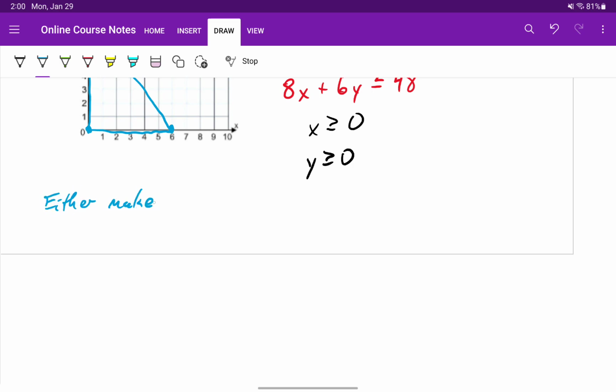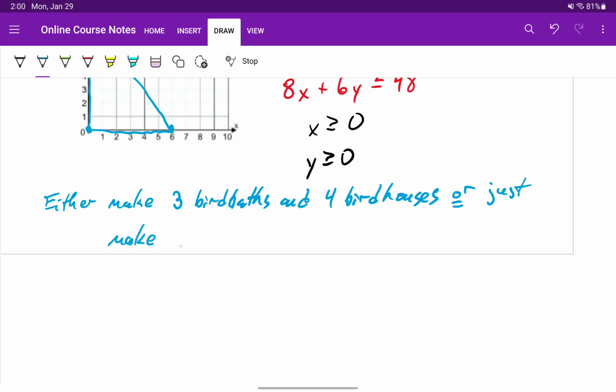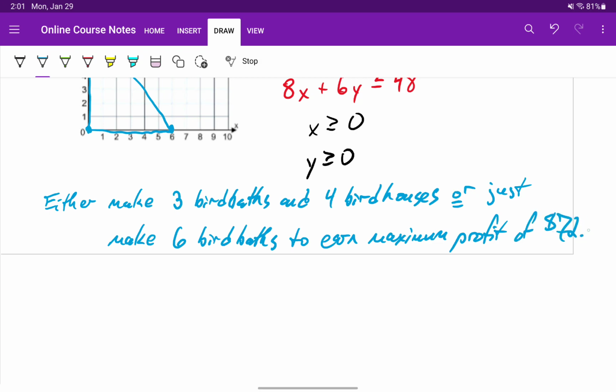He can either make 3 bird baths and 4 bird houses, or just make 6 bird baths to earn a maximum profit of $72.